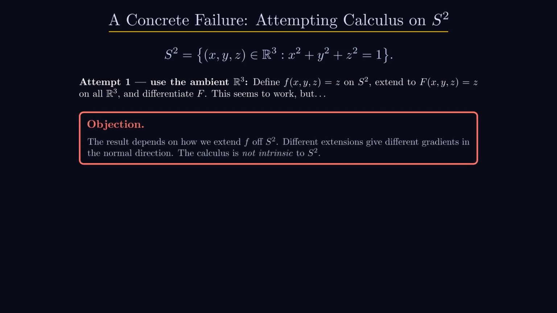The derivative we compute depends on how we chose to extend f off the sphere. Different extensions give different normal direction gradients. The calculus is not intrinsic to S^2. It depends on the ambient space we chose. Our goal: a framework where calculus on S^2 is defined without any reference to an ambient space whatsoever.